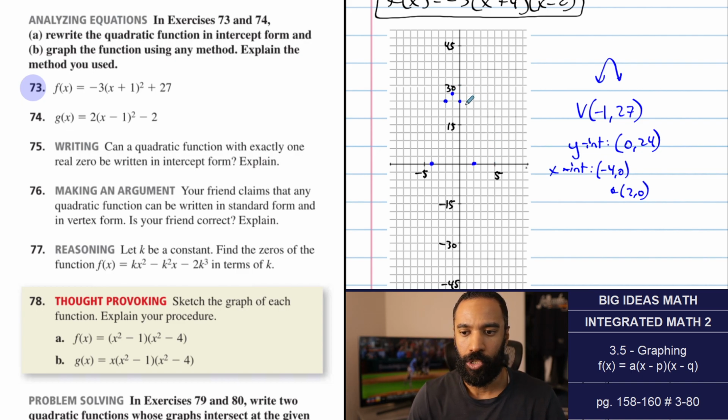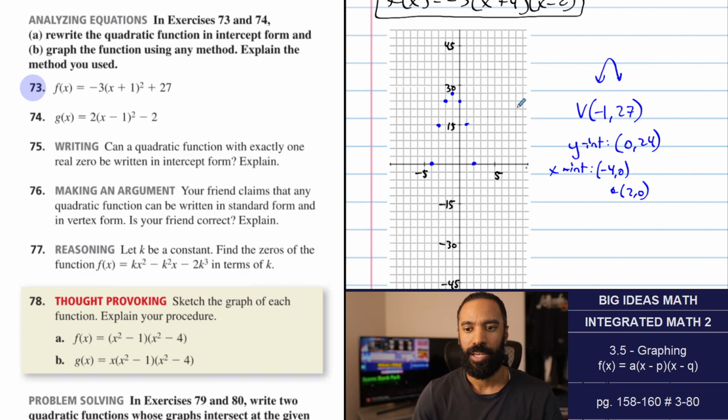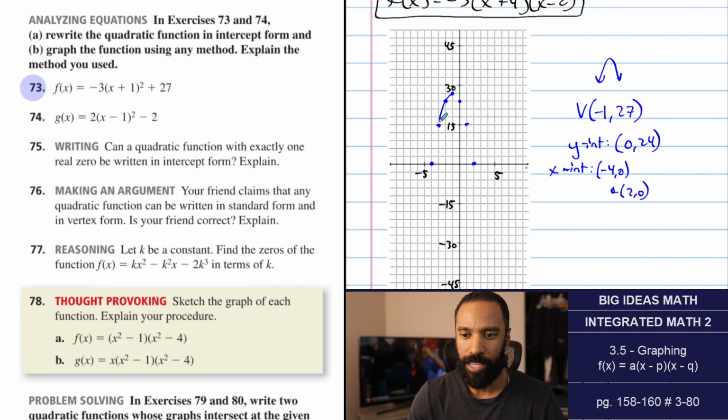I can also go over 2 down 4. That's technically down 12, but right there. And that's the over 3 down 9 or down 27 right there. And that's using the graph. So which form did I use? Guys, I used all of them.